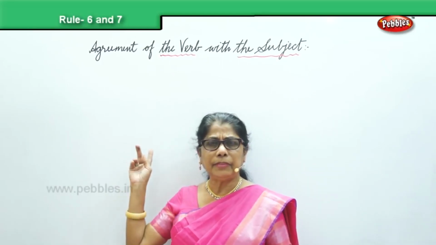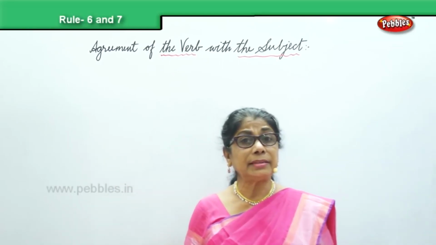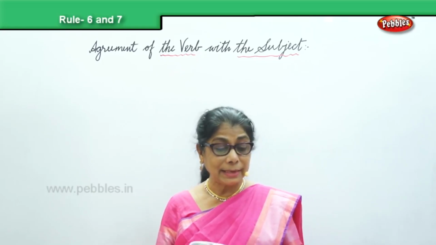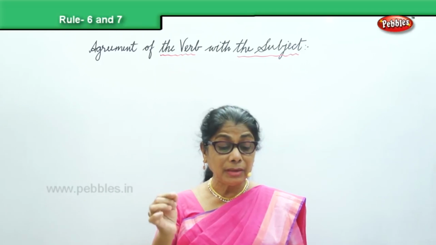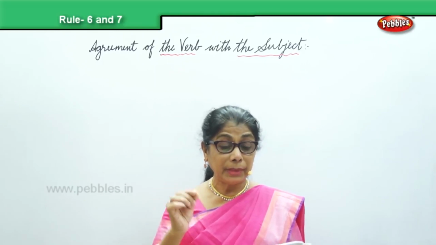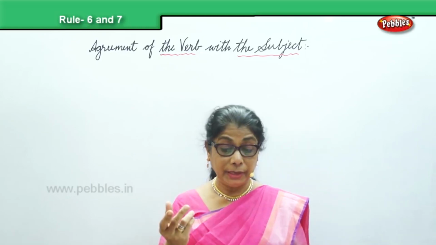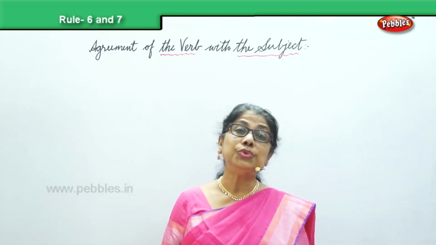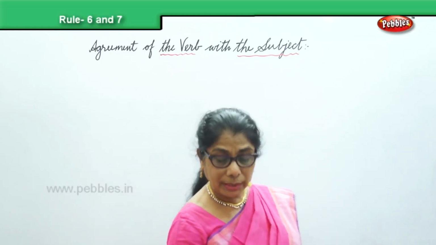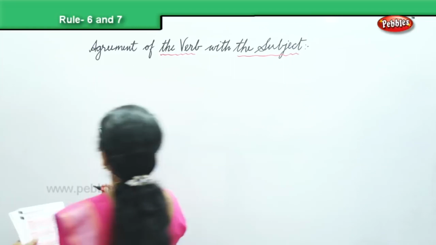In the agreement of the verb with the subject, the sixth rule we have come to. Rule number 6 says, when singular subjects are preceded by each or every, the verb is usually in the singular form. That's rule number 6.